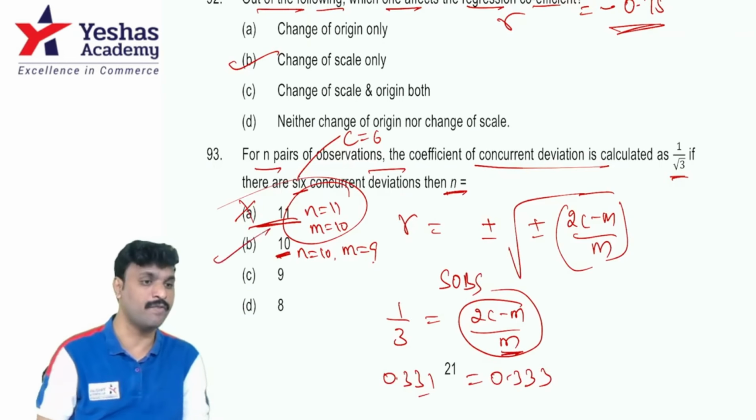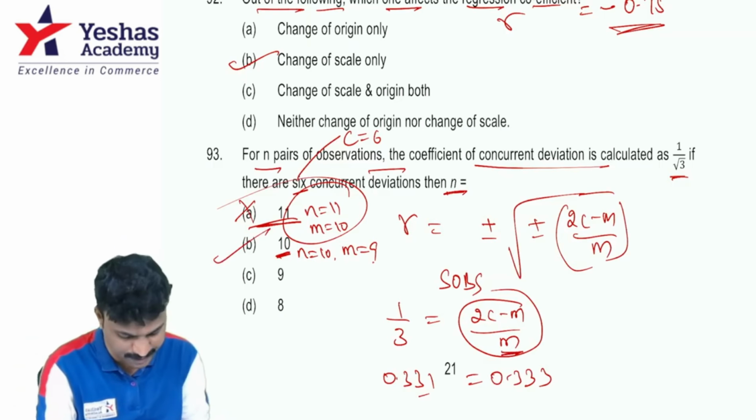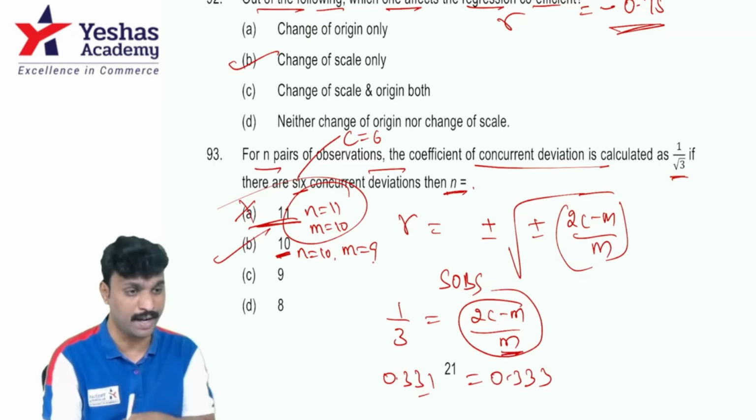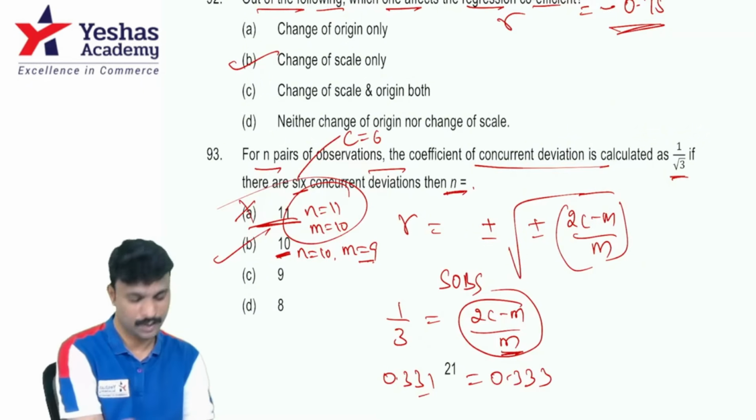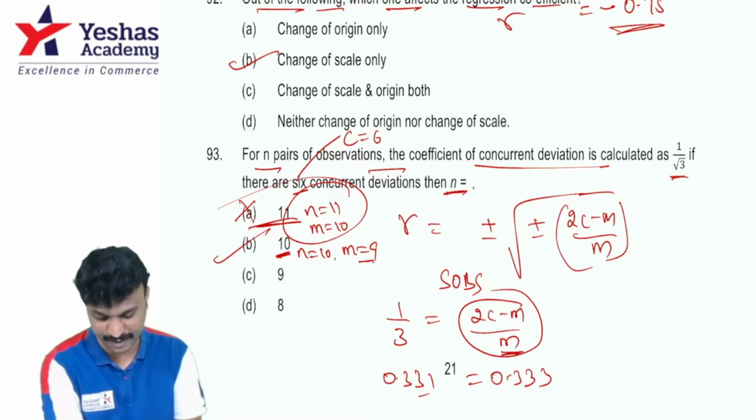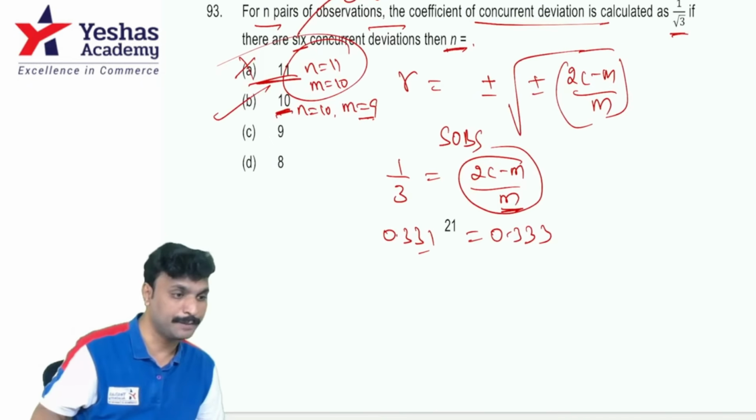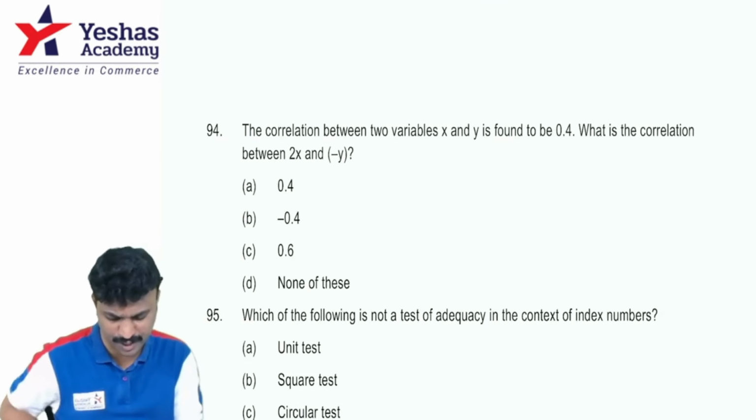We are hitting the m value. The n value is what they're asking. Obviously, the n value is 10. m value is how much? 9. So m is equal to 9 only is satisfied. That means n should be 10. You understood? Guys, moving on to the next question, 94th.